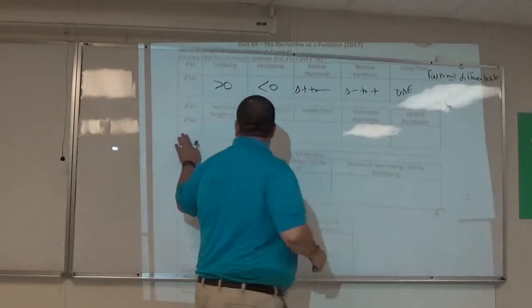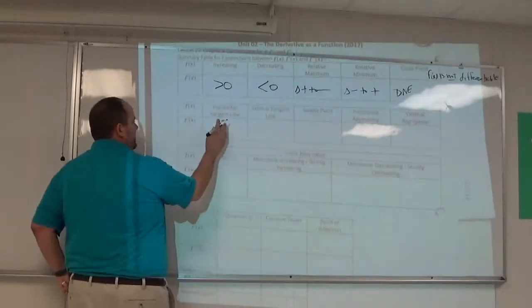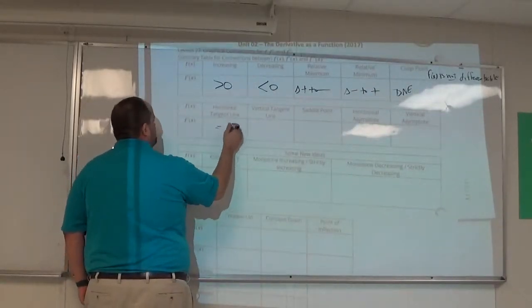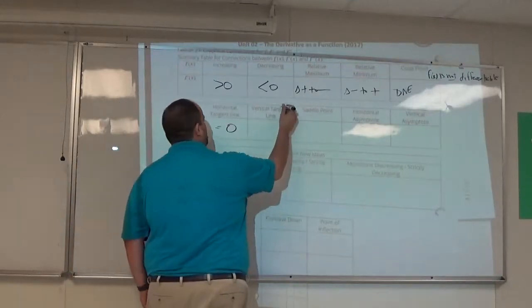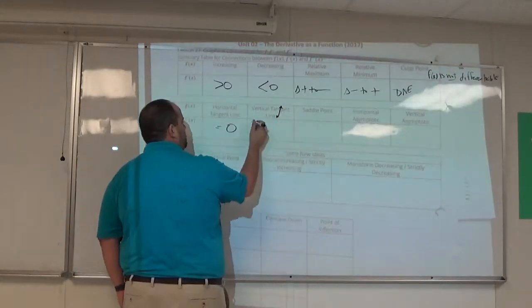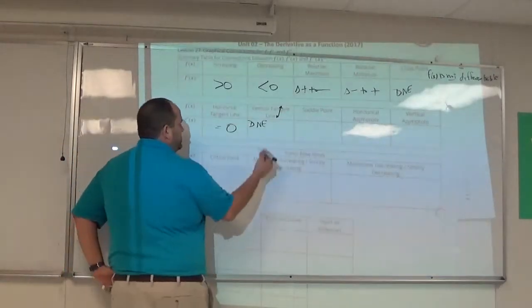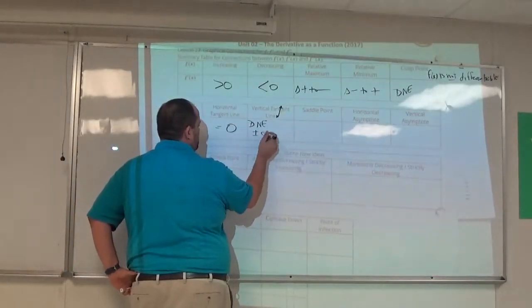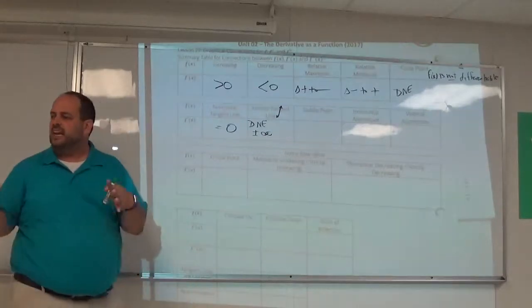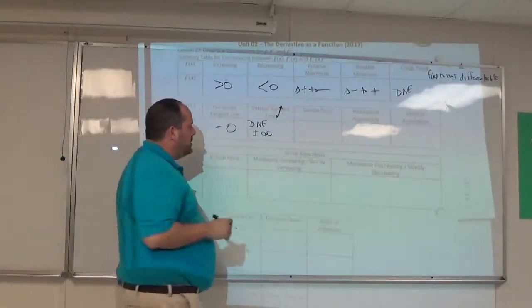Number 6, f has a horizontal tangent line. f prime is equal to 0. But if you have a vertical tangent line, then the derivative does not exist. You could also say vertical asymptote. You could say that it's going to be positive or negative infinity. Lots of things you can do. We'll look at the graph.